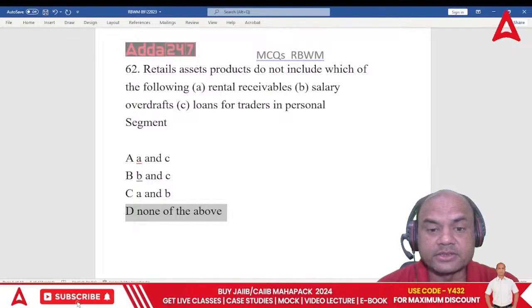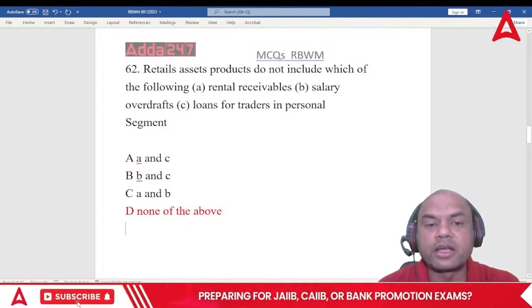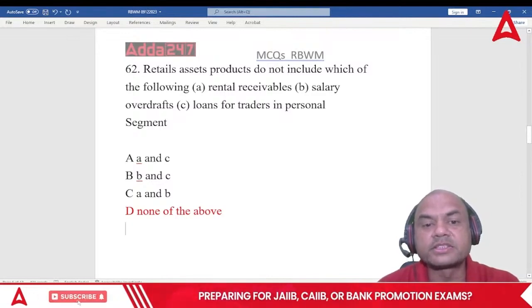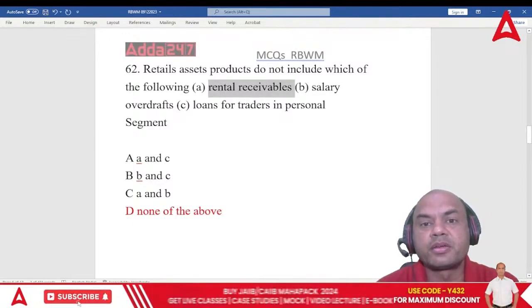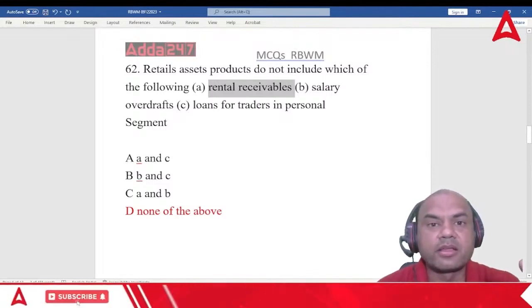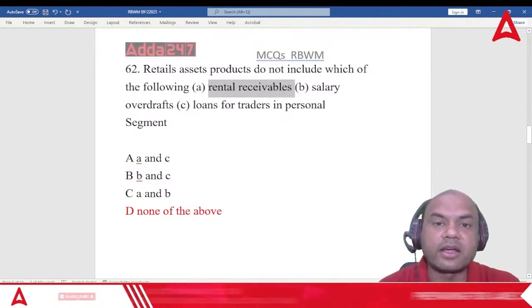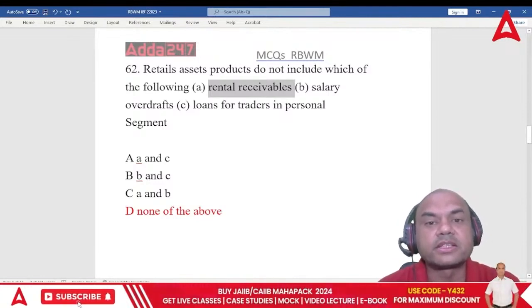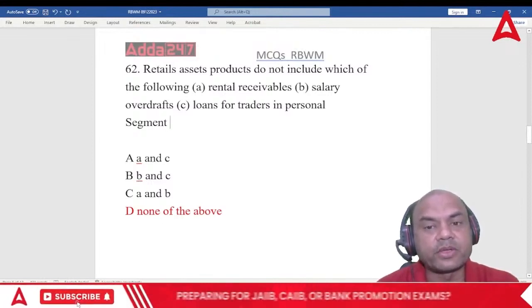D is the right answer. None of the above. All of them are the features of retail assets. Rental receivables means we give the loan on the rentals. If somebody is getting some rent, I can fund that customer on a regular basis on that rent also. Because after all, that's like an EMI to that person or this SIP to that person.